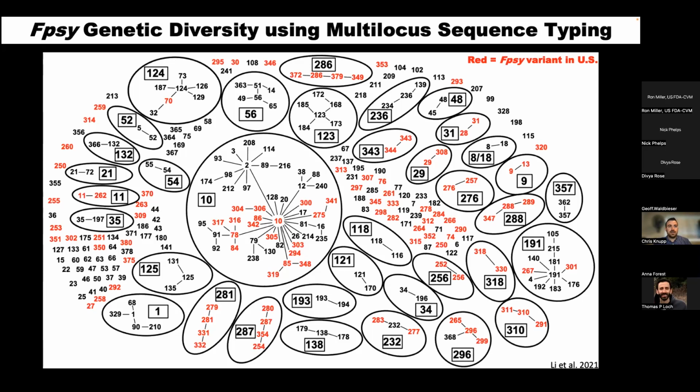So most of the psychrophyllum variants here are different from the ones found elsewhere in the world. And so this is important to consider when we're developing new diagnostic tools such as culture media, because we should be incorporating these specific variants into our experiments.